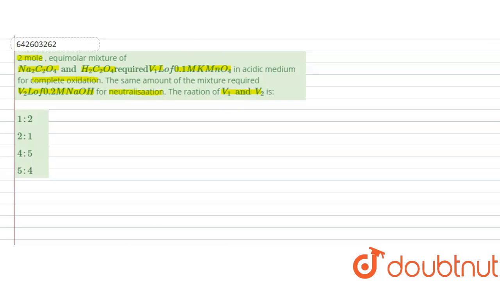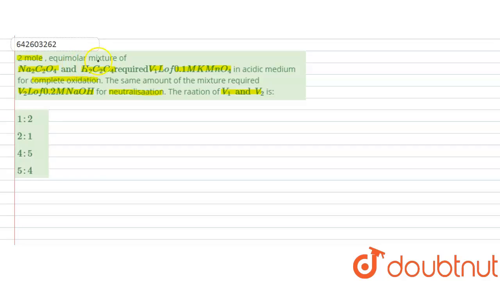So in this question it is given that an equimolar mixture of Na2C2O4 and H2C2O4 requires V1 liter of 0.1 molar KMnO4 for complete oxidation, and the same mixture requires V2 liter of 0.2 molar NaOH for neutralization. It is given that the mixture is equimolar and the moles are also given, 2 moles. So we have to calculate the ratio of V1 and V2.